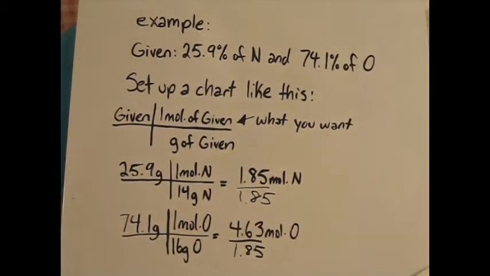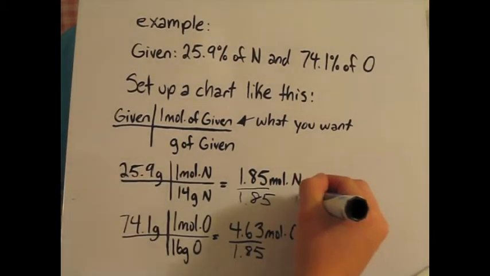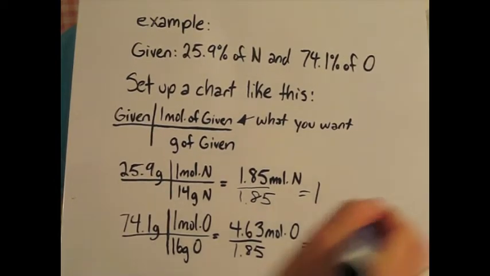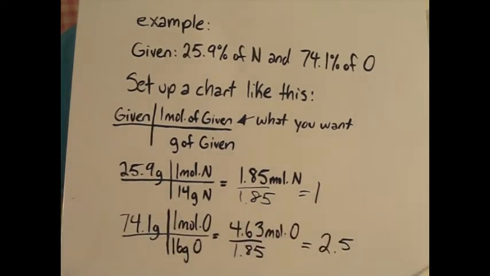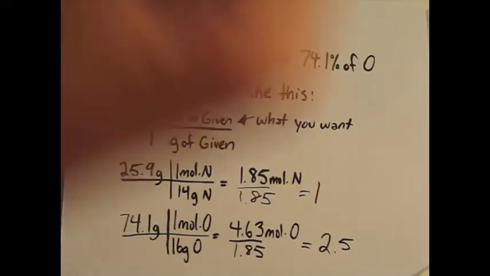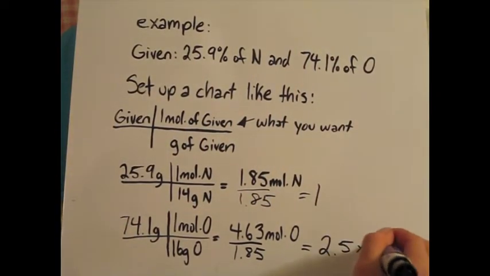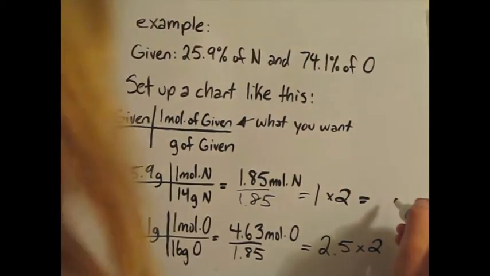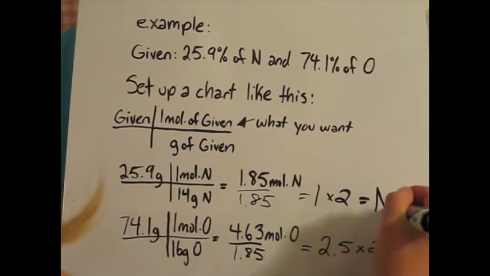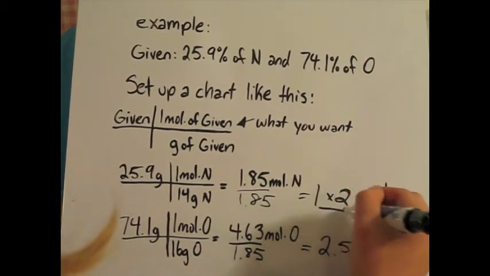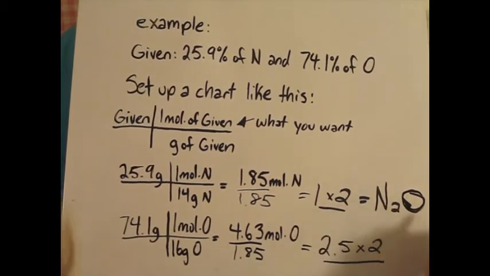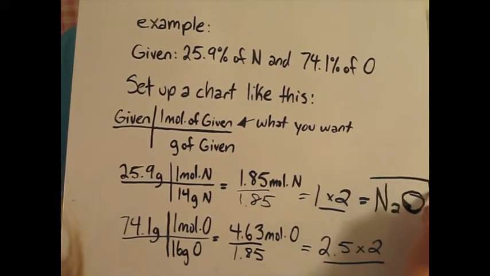And you should get 1. And down here you should get 2.5. Now when your answer is not a whole number, you need to multiply it by the smallest whole number possible to get the nearest whole number. So you multiply this by 2, which means you have to multiply this by 2, which means you have N2, because this is now 2. O would be 2.5 times 2, which is 5. This is the answer to your empirical formula.